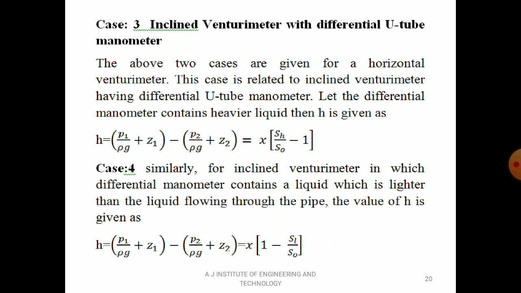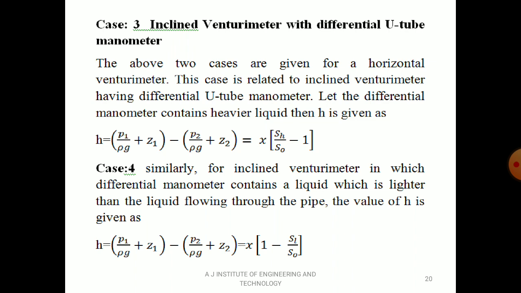So H equal to P1 divided by rho g plus Z1 minus P2 divided by rho g plus Z2, equal to X into SH divided by SO minus 1. That is the same as case 1, but in case 1, H equal to P1 divided by rho g minus P2 divided by rho g. What about Z1 and Z2 values? Z1 and Z2 are equal because it is a horizontal Venturimeter. So Z1 equal to Z2, and Z1 minus Z2 becomes 0.